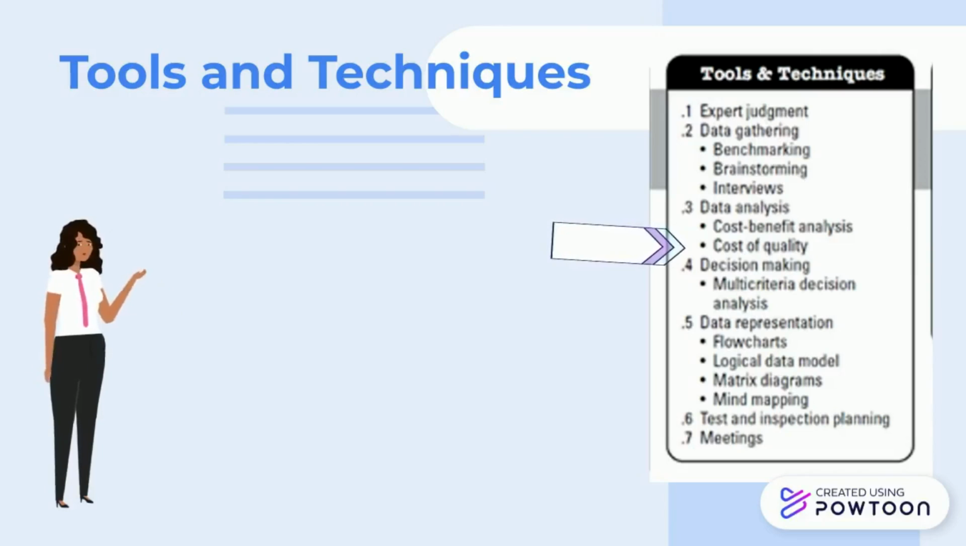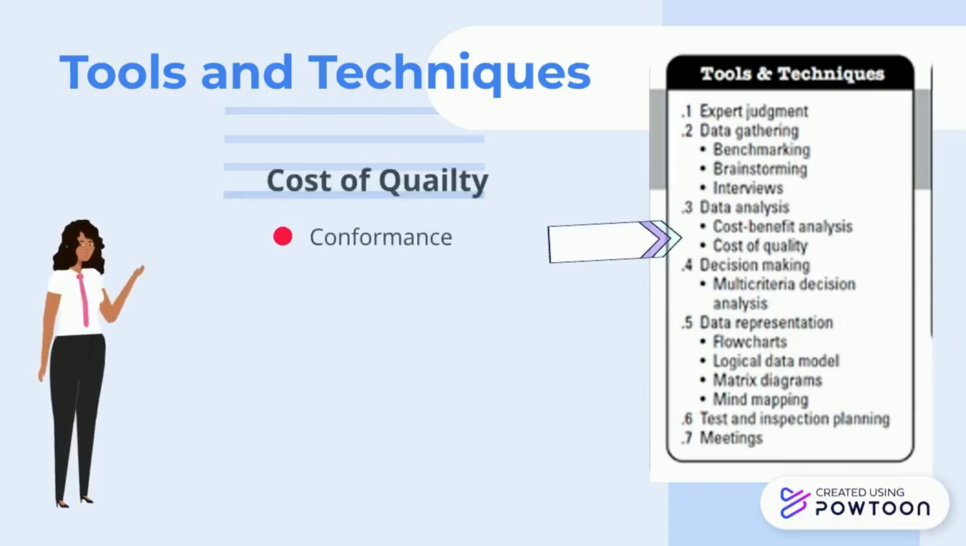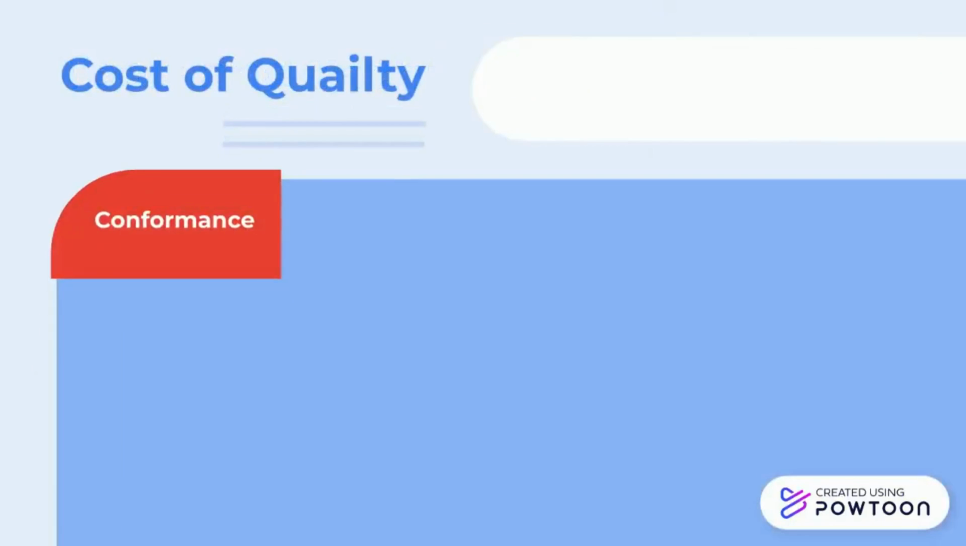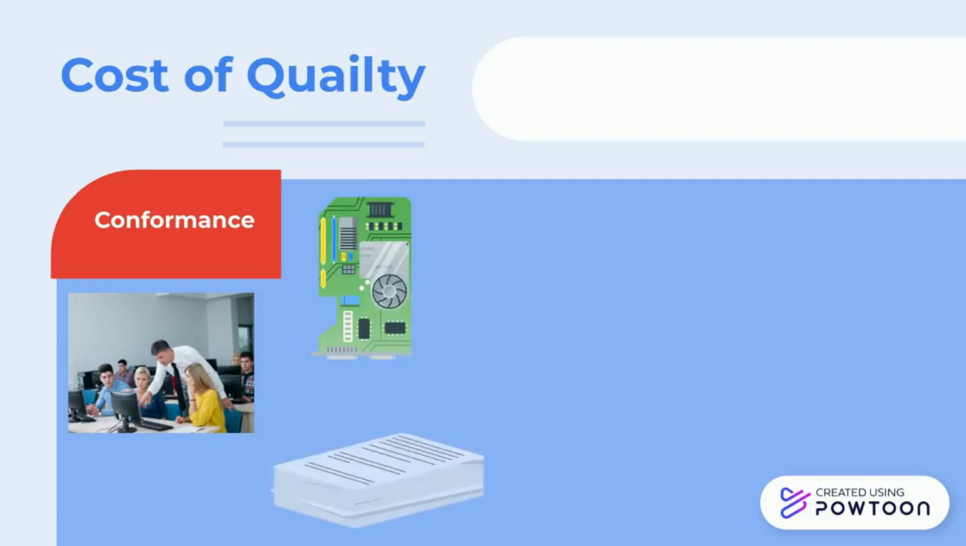The data analysis methods include cost-benefit analysis and cost of quality analysis. Cost of quality refers to the cost incurred for conformance work and non-conformance work. Conformance cost refers to the money spent on training, customization of equipment to adhere to quality procedures, and extra documentation processes.